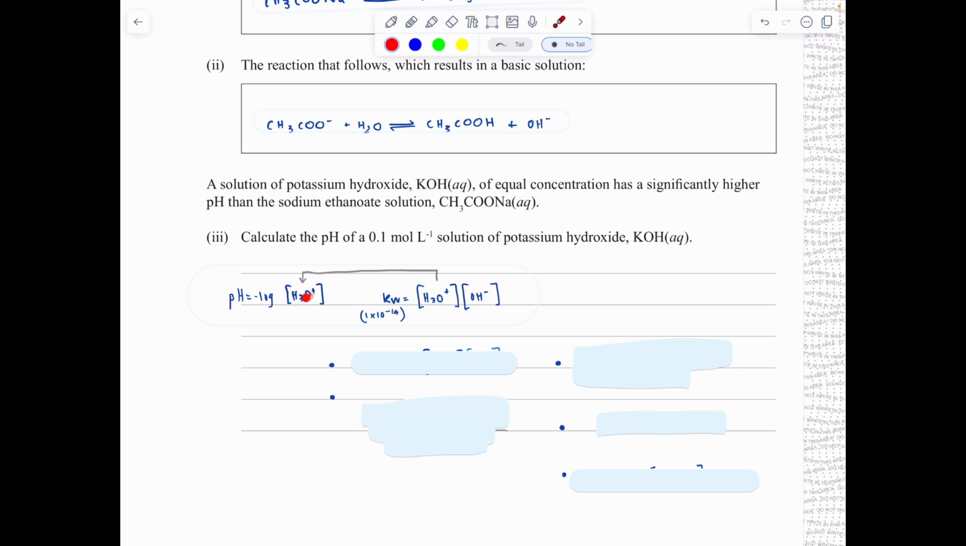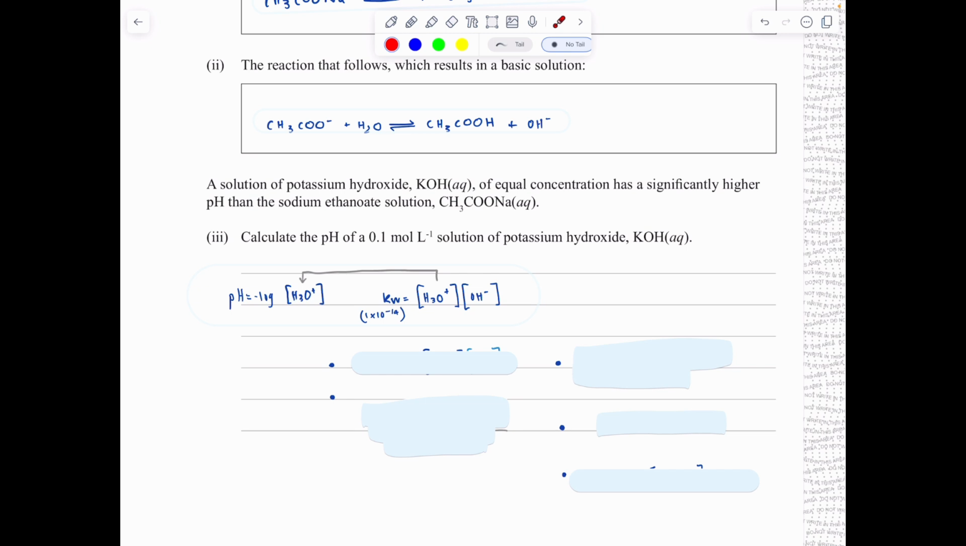So we cannot use that in the hydronium ion concentration in this part of the equation. So how do we find the hydronium ion concentration when we only have the OH concentration? Well, we have to use this KW equation, okay? The KW equation has the concentration of hydronium ions and OH minus ions, which equals 1 times 10 to the power of negative 14, okay?